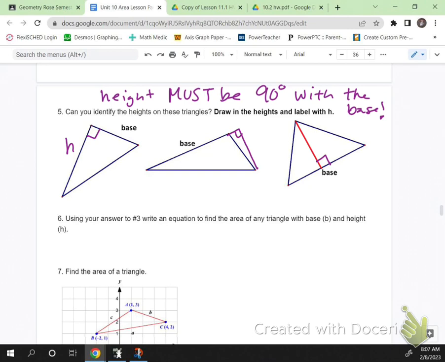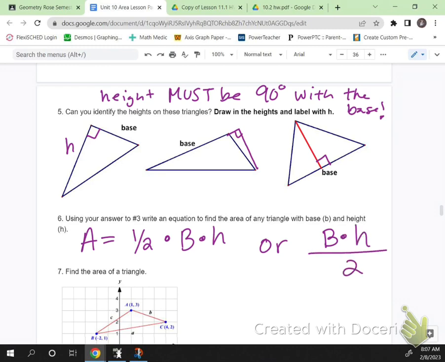Using your answer to number 3, can you write an equation? I think we already wrote it. Yeah, we already wrote it. Half times the base times the height. That's one way to write the area equation of a triangle. Or you could write base times height all divided by 2, because again it was half of a rectangle. That's where the half comes from.